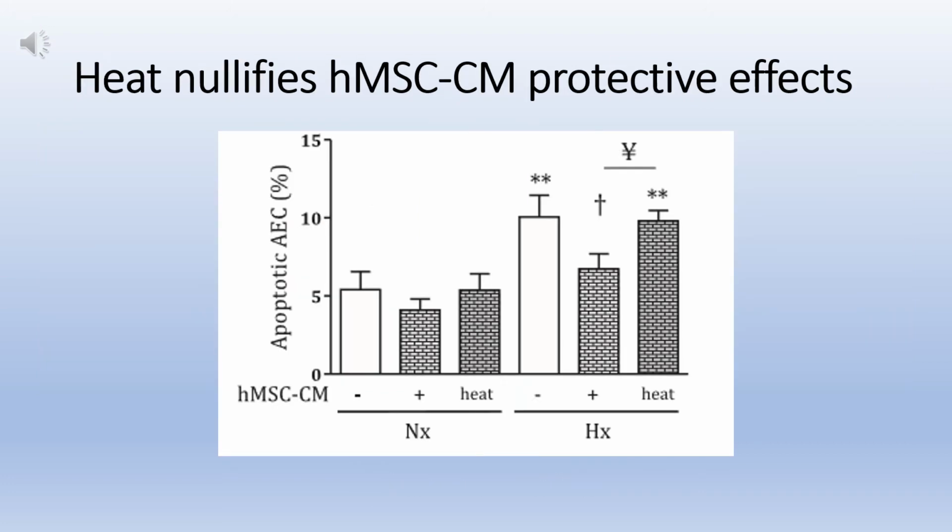This next figure here is very similar to the first figure that we looked at, in that they are again measuring the percentage of alveolar epithelial cells undergoing apoptosis on the y-axis and different levels of treatment on the x-axis. They are again comparing normoxic conditions on the left-hand side and hypoxic conditions on the right-hand side. They have the same treatment groups of human mesenchymal stem cell cultured medium and lack of the cultured medium. However, this time they have an added treatment group labeled heat. Now this heat treatment group came about by heating the mesenchymal stem cell cultured medium before the treatment of the alveolar epithelial cells for 24 hours.